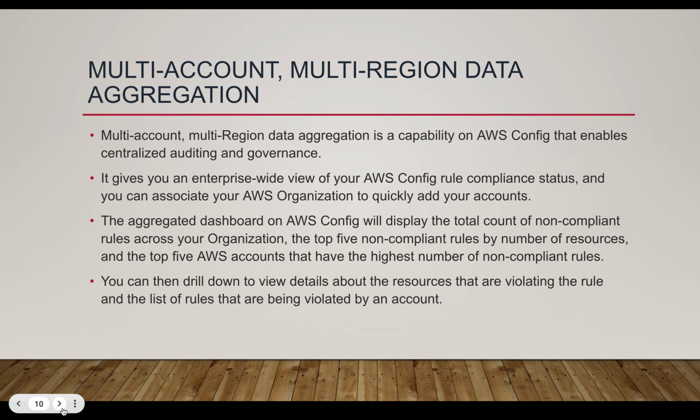Multi-account, multi-region data aggregation. This is the capability of AWS Config that enables centralized auditing and governance. It gives you an enterprise-wide view of AWS Config rule compliance status. This aggregated dashboard on AWS Config will display the total count of non-compliant rules across your organization. You can drill down to view details about the resources that are violating the rule.